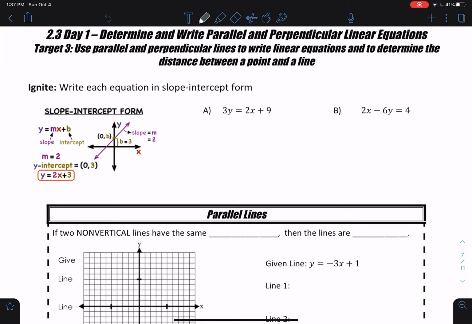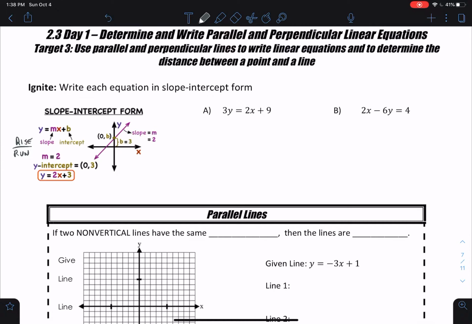All right, to start us off, before we determine and write parallel and perpendicular lines, let's remember how to get equations into slope-intercept form. Remember, slope-intercept form is y equals mx plus b. M is my slope, so that's how I move, rise over run. The b is my y-intercept, that's where I begin. That's the first point that I plot. So let's get these two equations into slope-intercept form.